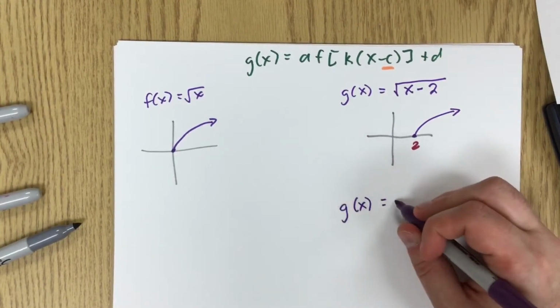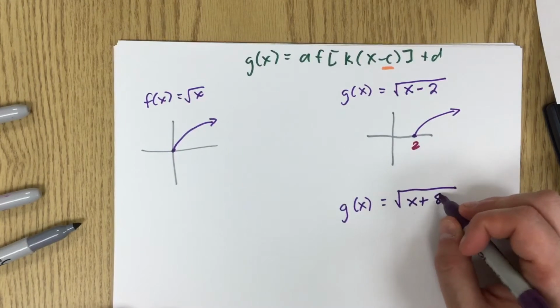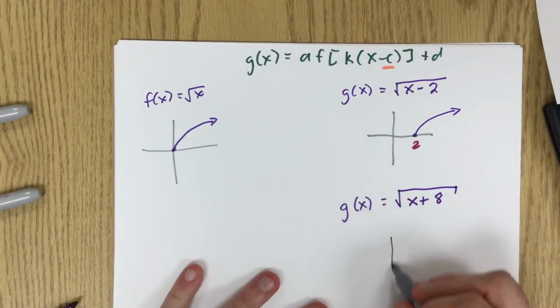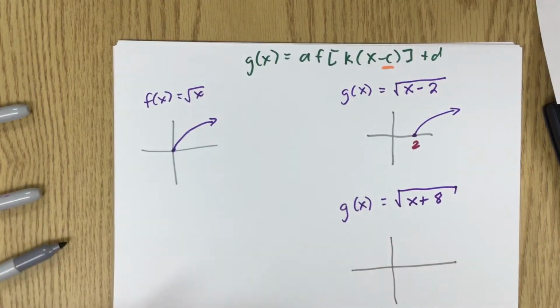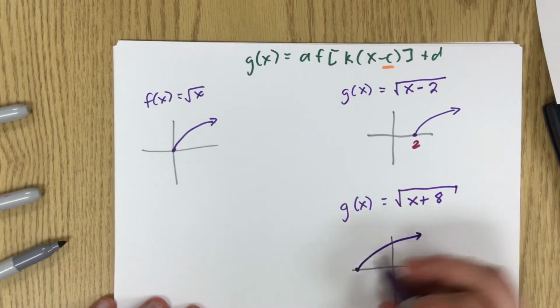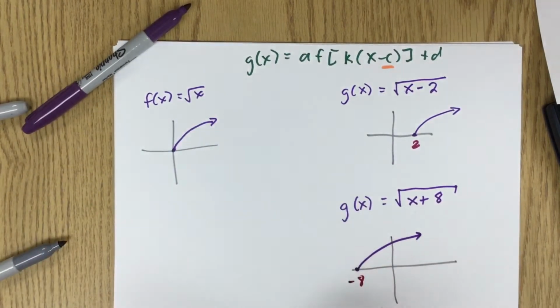We could also have the square root of x plus 8, and that one will have moved left 8. So we started over there, we move left 8, and we have our square root graph at negative 8. So notice that was kind of in and under the square root.